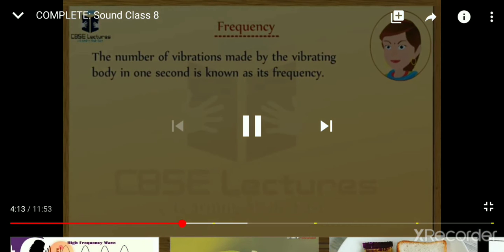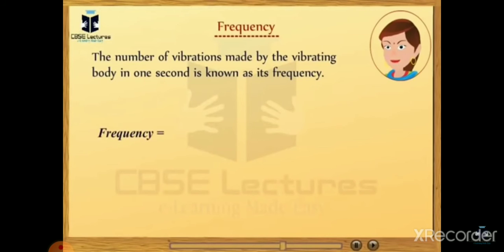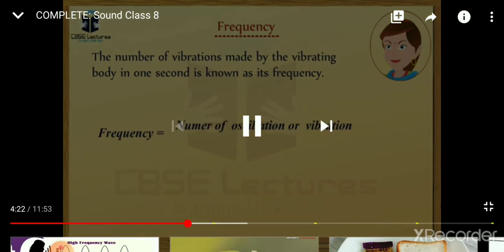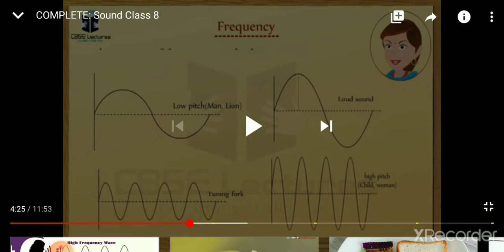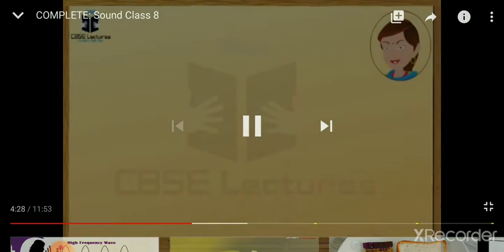Now what is frequency? Frequency means the number of vibrations made by the vibrating body in 1 second. That is, how many times vibration is happening in 1 second, that is known as frequency. So how can we calculate the frequency? It means the number of oscillations, or you can say vibrations, over time taken. Now here they have shown you the frequency. You can see the low pitch frequency of a man and loud sound frequency.